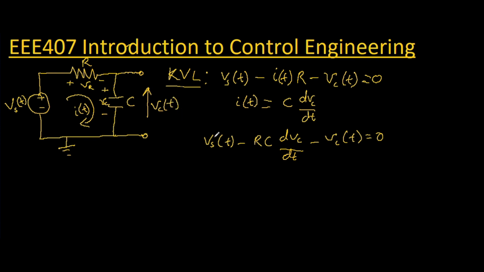Now, based on what we know so far in this course, let's go ahead and take the Laplace transform of this equation over here. We have Vs of s, the Laplace transform of Vs, minus RC, which is a constant, so it stays out there. You have a differential here. The Laplace transform of a differential is s multiplied by the item. So you have s Vc of s minus Vc of s, now I'm using upper cases, is equal to 0. Now I'll take the Vc terms to the right hand side and collect. Oh, I've left something out.